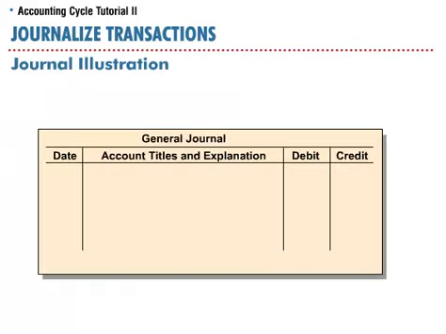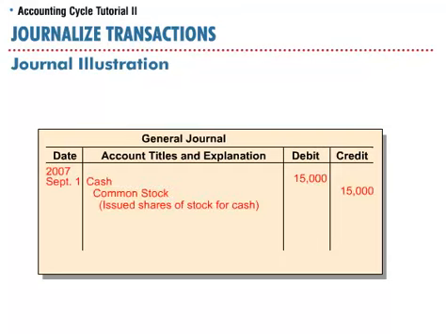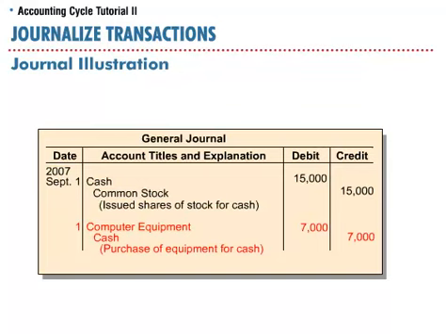To illustrate the technique of journal writing, the first two transactions by SoftBite are journalized using the first page of the general journal. These transactions were: September 1st, stockholders invested $15,000 cash in the corporation in exchange for shares of stock, and computer equipment was purchased for $7,000 cash. A more detailed analysis of the general journal follows.